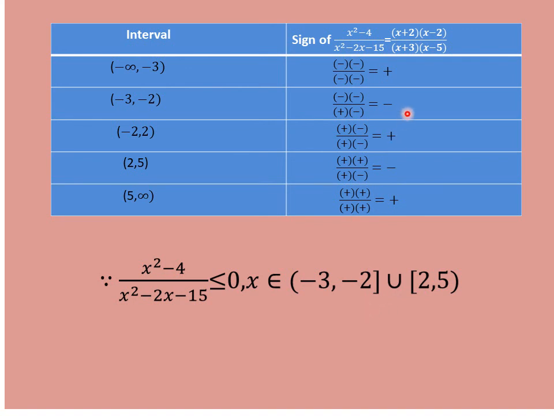Then what I said, in the denominator, the values should not become 0. When we replace x by minus 3, the denominator will become 0. So we should not put a closed bracket for minus 3. Same way, when we replace x by 5 also, it will become 0. So for 5 also we should not put a closed bracket. For those two values you have to use an open bracket.